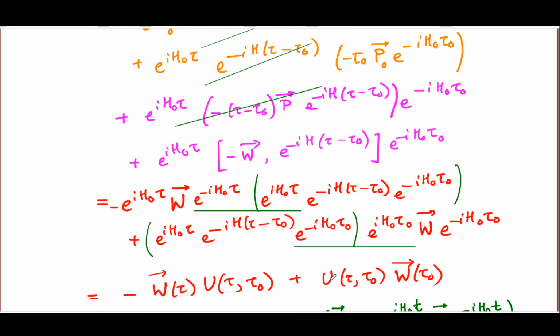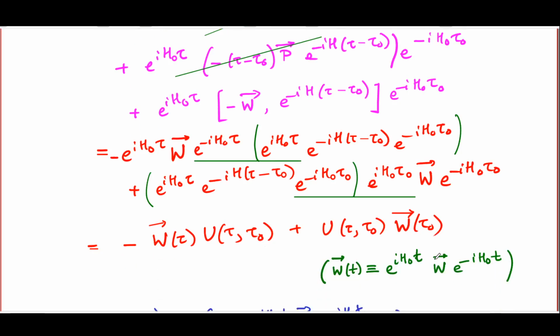So what we have is that our commutator of K0 with U(τ, τ0) works out to be minus W(τ) U(τ, τ0) plus U(τ, τ0) W(τ0), where W(τ) is simply defined to be the operator which we get when we carry out this particular symmetry transformation. Of course, this one is W(τ) and this one is W(τ0), which is what we have.